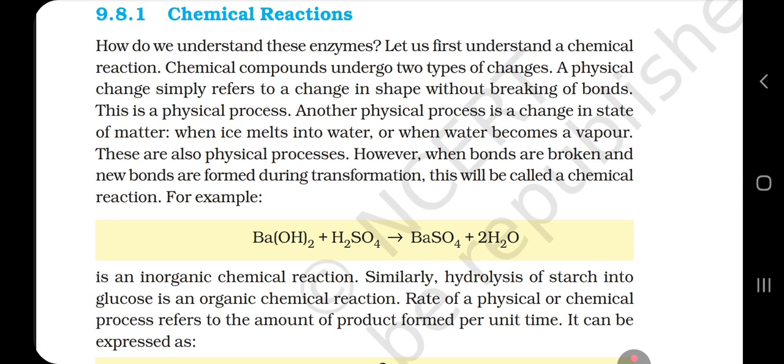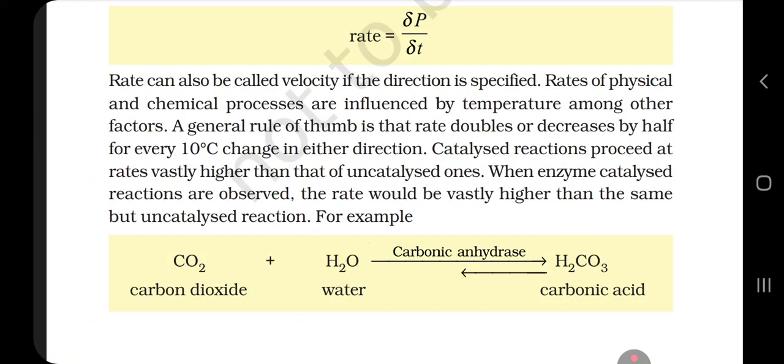However, when bonds are broken and new bonds are formed during the transformation, this will be called a chemical reaction. For example, Ba(OH)2 plus H2SO4, that is sulfuric acid, gives BaSO4 and 2H2O, which is an inorganic chemical reaction. Similarly, hydrolysis of starch into glucose is an organic chemical reaction. Rate of a physical or chemical process refers to the amount of product formed per unit time. It can be expressed as rate equals delta P upon delta T. Rate can be called velocity if the direction is specified.